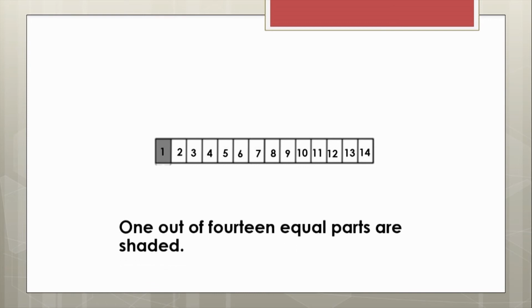So, Jaden's supposed to share this into 14 equal parts. 1, 2, 3, 4, 5, 6, 7, 8, 9, 10, 11, 12, 13, 14. And he was supposed to color 1 part gray. So did Jaden get it correct? Yes, I think so. 1 out of 14 equal parts are shaded, and that is called 1/14th.